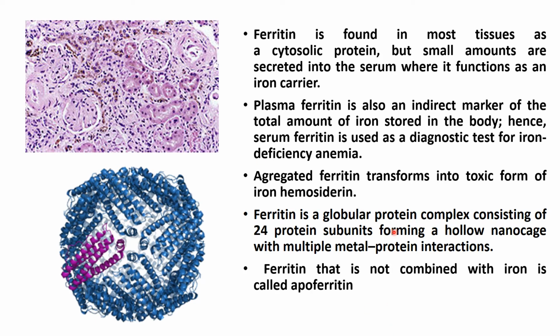Ferritin is a globular protein complex consisting of 24 protein subunits forming a hollow nanocage with multiple metal-protein interactions. Ferritin that is not combined with iron is called apoferritin.